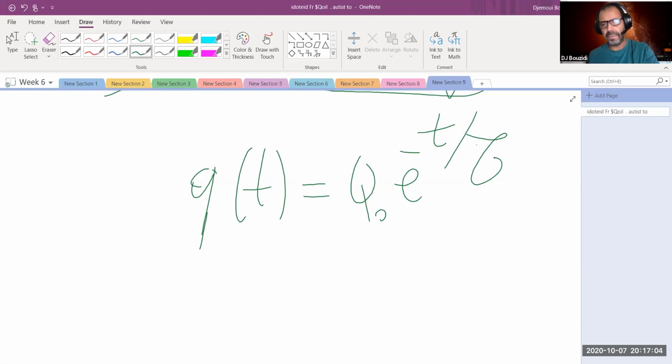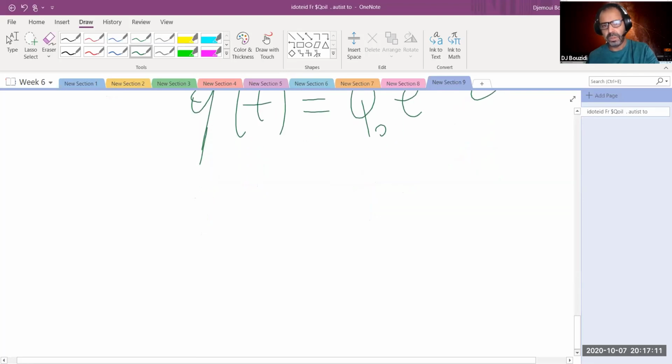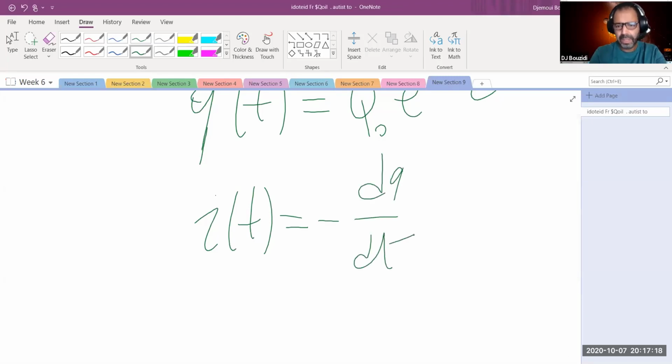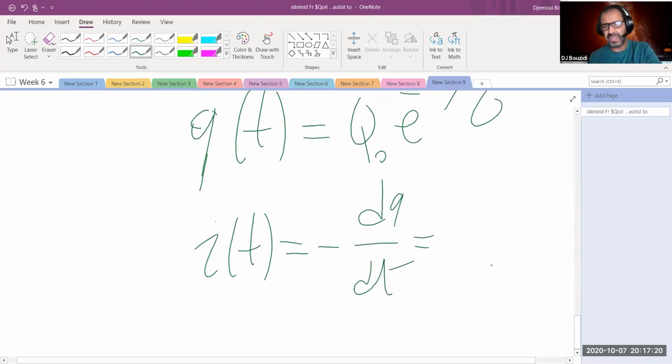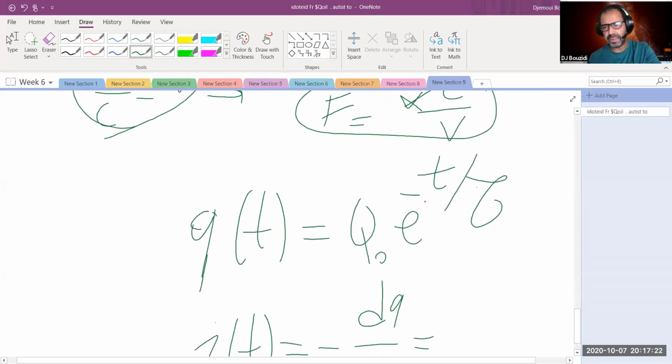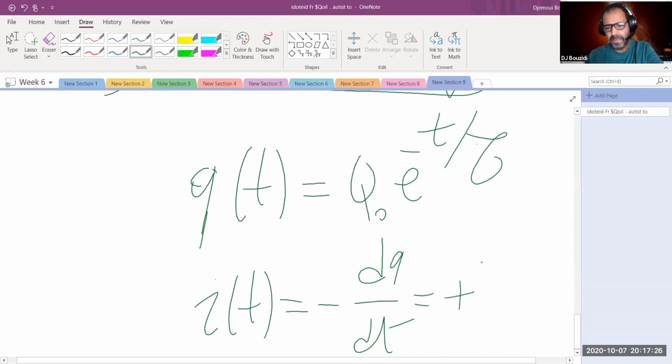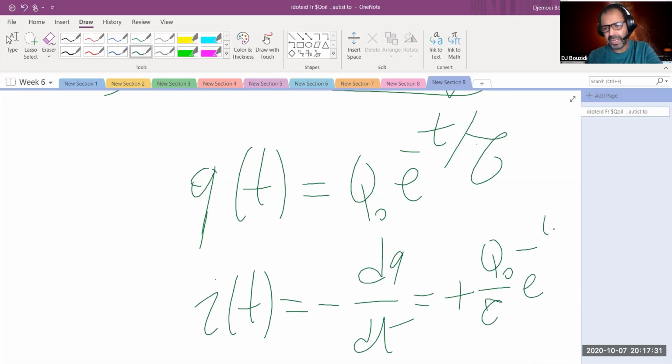So minus T over tau. Let's try to find the current. The current, as I said in the beginning, we took this route. It's minus dq over dt. And the minus is exactly what is needed to cancel this minus when you take the derivative. So it's going to be a positive number of q naught divided by tau exponential of minus t over tau. Okay, remember tau is RC.